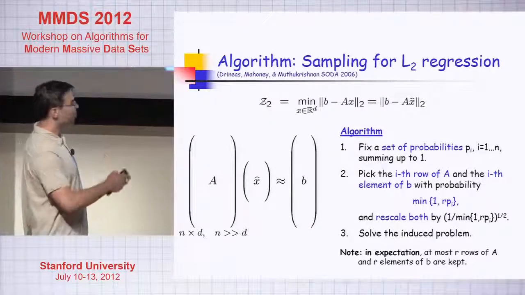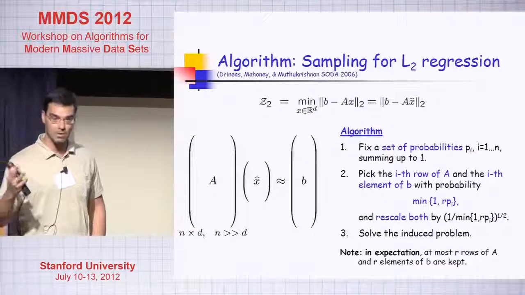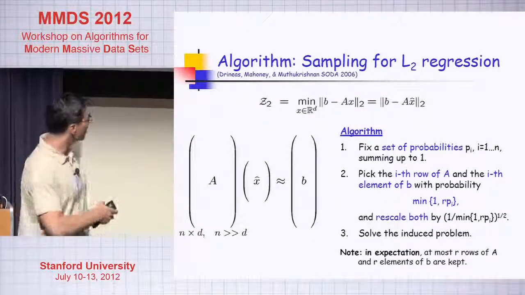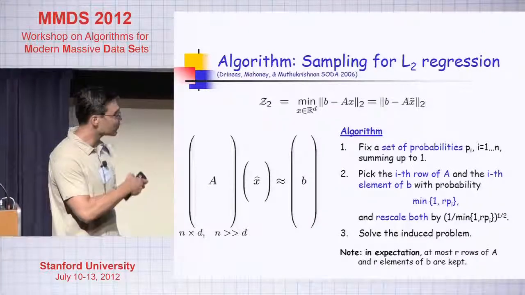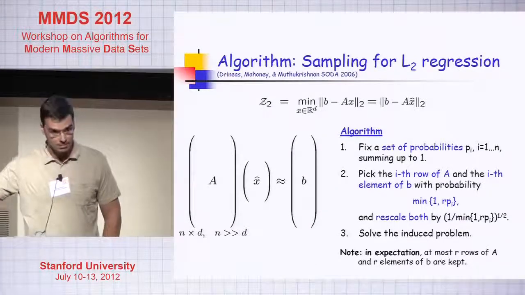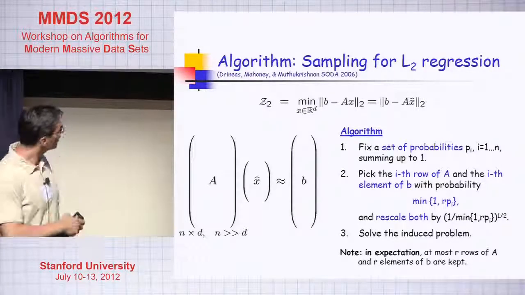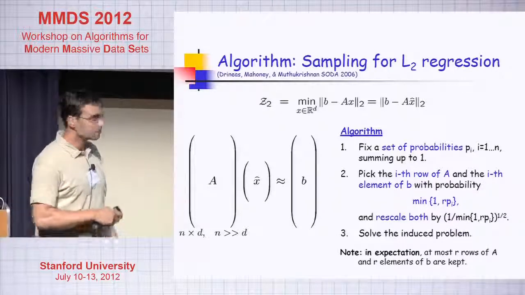This is my original problem. I'm going to come up with a set of probabilities. Those are going to be my leverage scores for the constraints, for the rows of the matrix A, and of course for the elements of b. Actually, these probabilities are going to be agnostic to b, which is quite interesting. So I'm going to come up with a set of probabilities, and here's what I'm going to do.